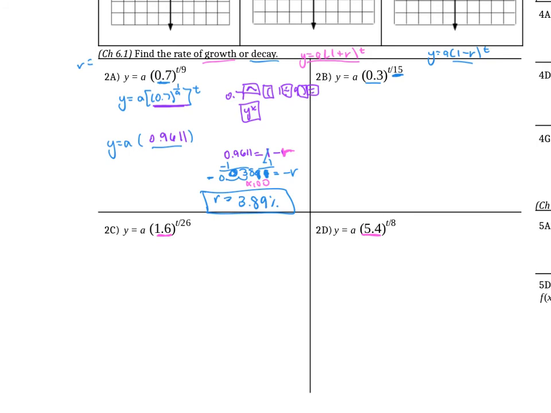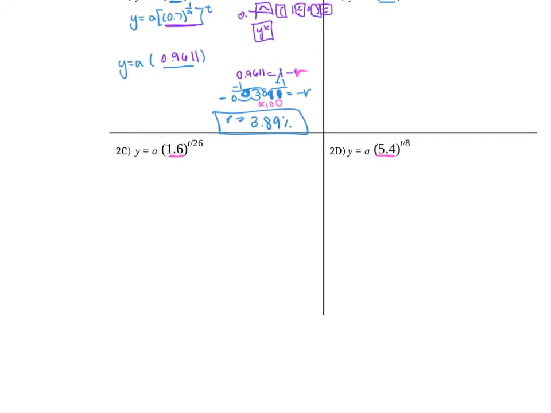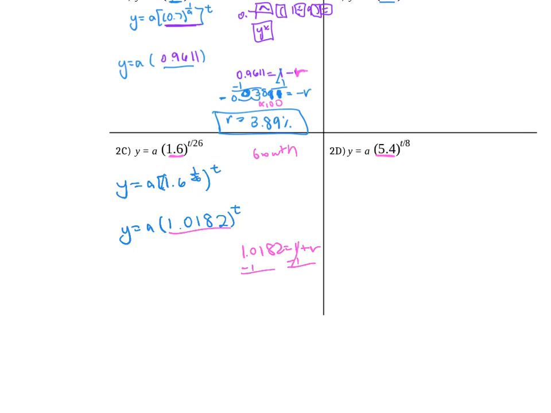Okay, so 2b is the same. Just be careful that that's 1 over 15 here. And then the growth, so let me do one growth one. This is y equals a, and then 1.6 raised to the 1 over 26, and then t on the outside. When you plug it into your calculator, you are going to get 1.0182, so 4 decimal places here, and then raised to the t. Because it's growth, you're going to set this 1.0182 equal to 1 plus r raised to the t. We're always subtracting 1, so that part isn't different. It's always the same. We always subtract 1, but it's positive, and we will have a positive value. 0.0182 equals r, and then you multiply by 100, or move the decimal right 2 places, and you find that your rate is 1.82%. Okay, so hopefully that helps you out with both of these examples.